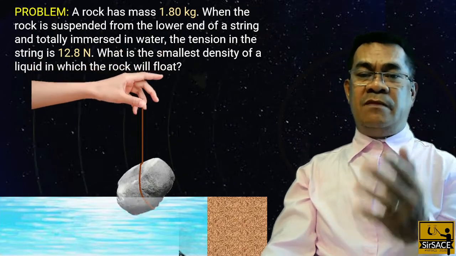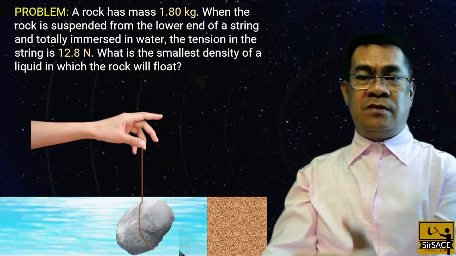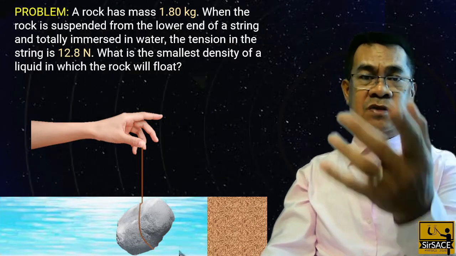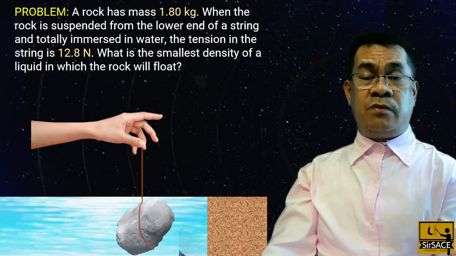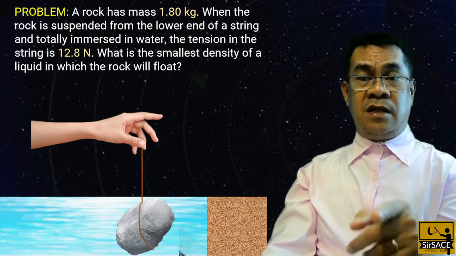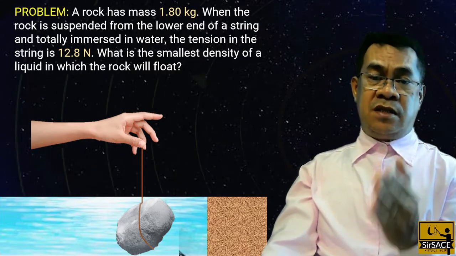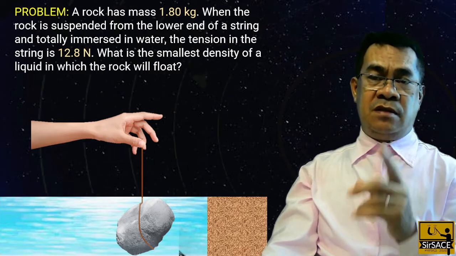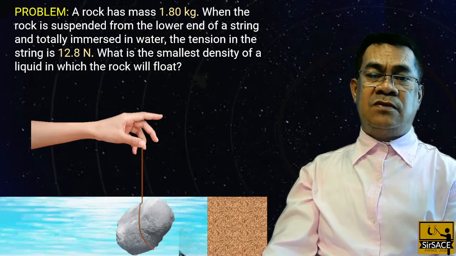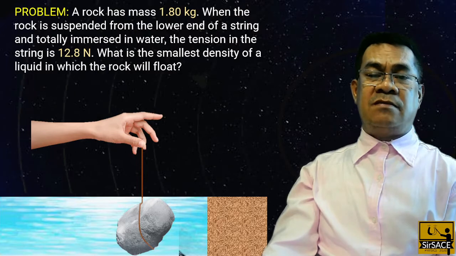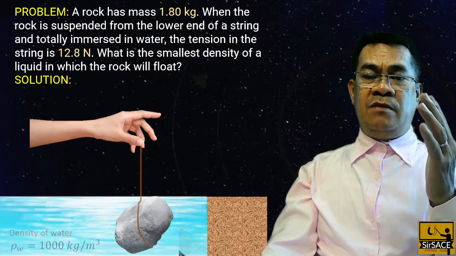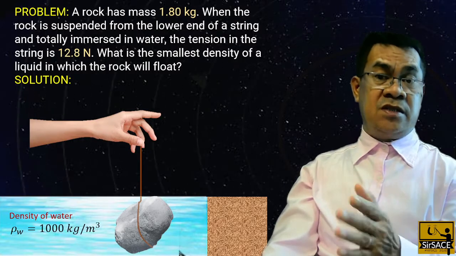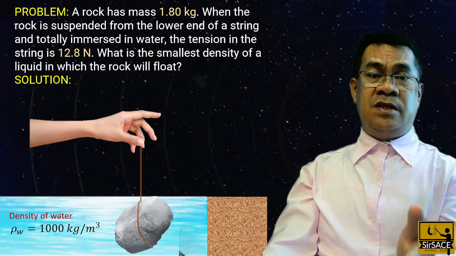Okay, so we have the rock and it was submerged in the water. The water, remember, is 1000 kilograms per cubic meter. It is fully submerged according to the problem. And the mass of the rock is 1.8 kilograms. And the string, no? The tension in the string, meaning the reading, is 12.8 newtons. So we have two forces on that. That's the density of water because it was submerged in the water.